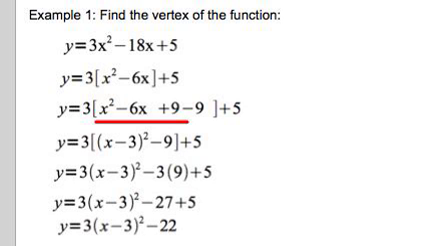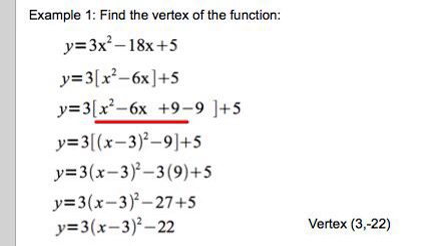We've just changed from standard form to vertex form, and we can now read off the vertex. So the vertex in this case would be 3, negative 22. And let's look at one final example. So this example had a coefficient in front of the squared term. Let's look at an example where there is no coefficient in front of the squared term.